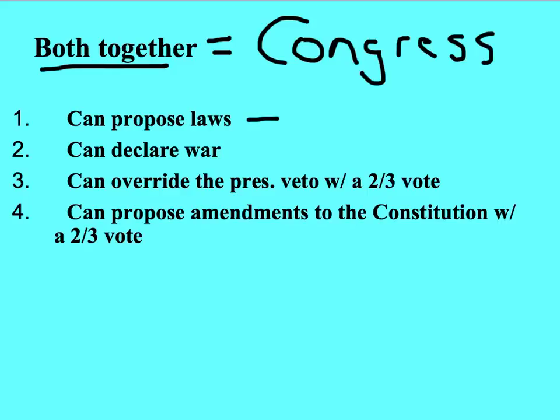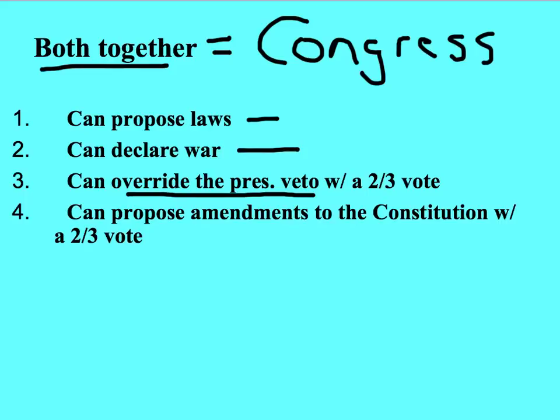All right. Both of them together propose laws. Remember, a bill has to be agreed on by both the House and the Senate. Both of them together declare war. That's right. The president doesn't declare war. The president can ask for a declaration of war, but Congress has to give it to him. All right? They both together can override a presidential veto.